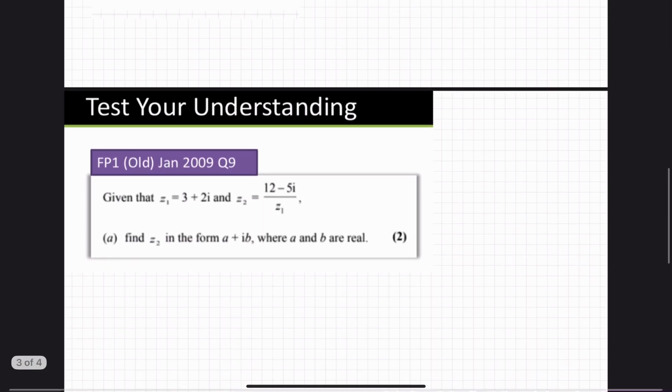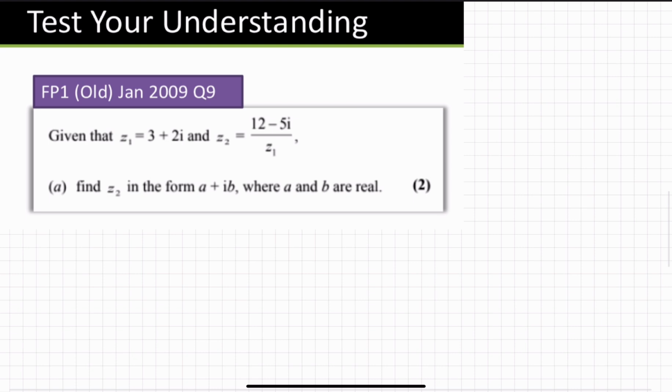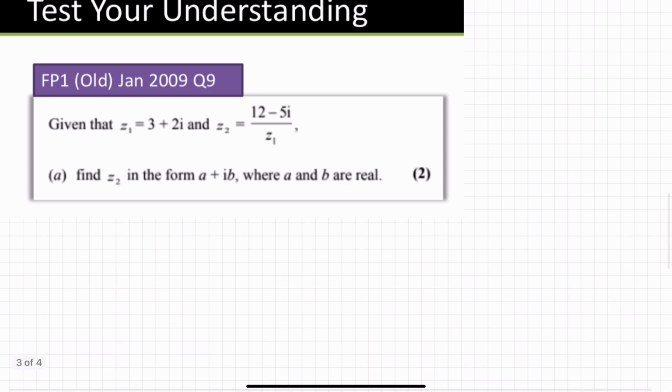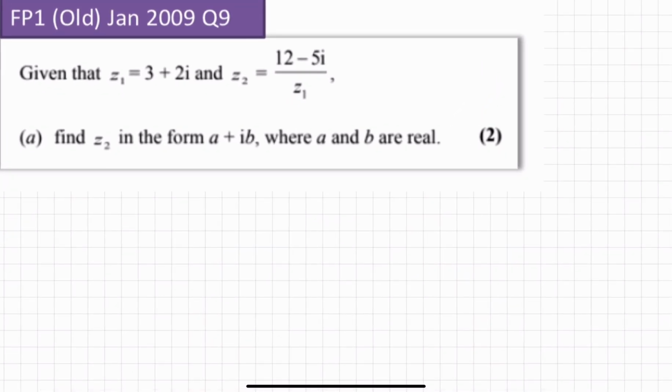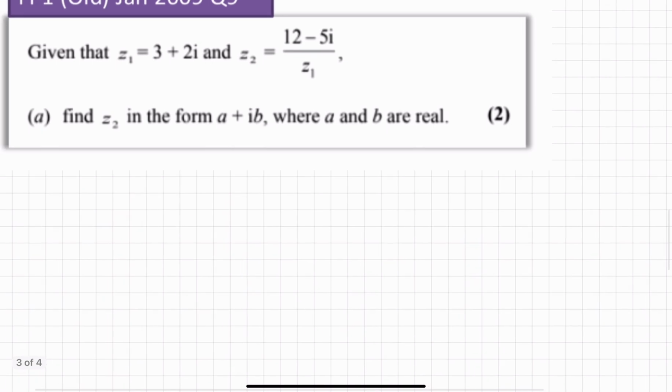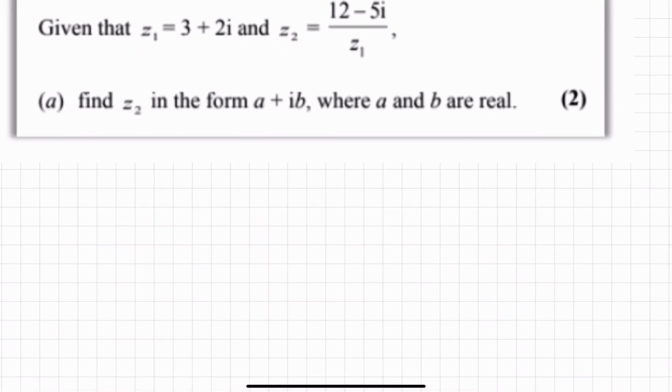Okay. So pause the video here, and you can test your understanding. I will now show you the answer. So, given that z1 equals 3 plus 2i, and z2 equals 12 minus 5i all over z1, can you find z2 in the form a plus ib? Okay. So z2 is 12 minus 5i all over z1, which is 3 plus 2i. We're going to multiply that by the conjugate.